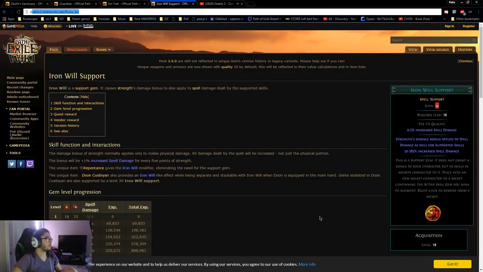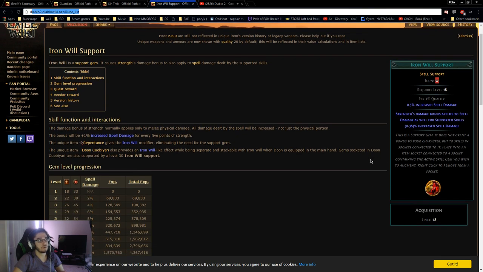So I'm going to start off with Iron Will, which is not a piece of gear, but it is a support gem. Is it a keystone? I don't know. No, it's a support gem. Or you can roll it on your gloves if you get Repentance, which is global. So Strength damage bonus applies to spell damage as well as for support and skills. Basically, you get an increase to spell damage based off of your strength.